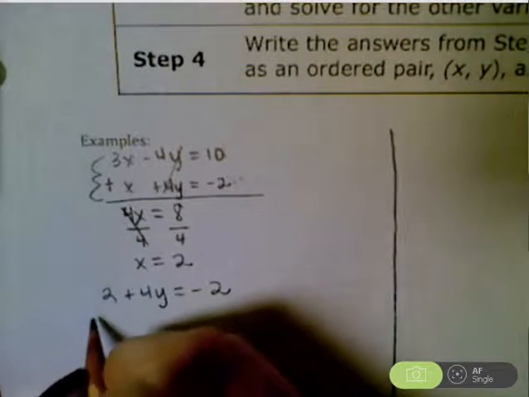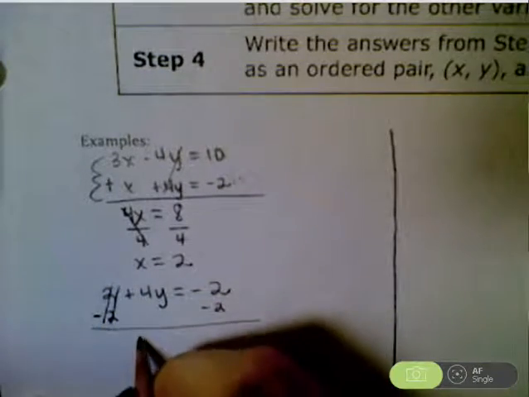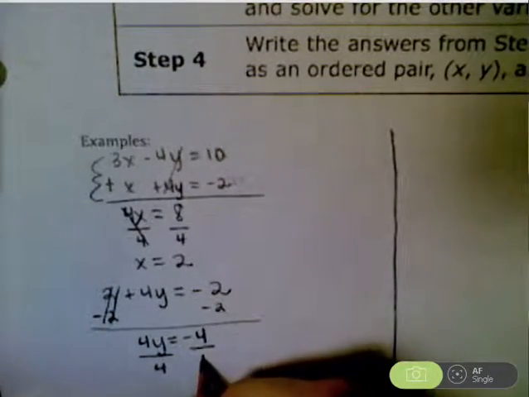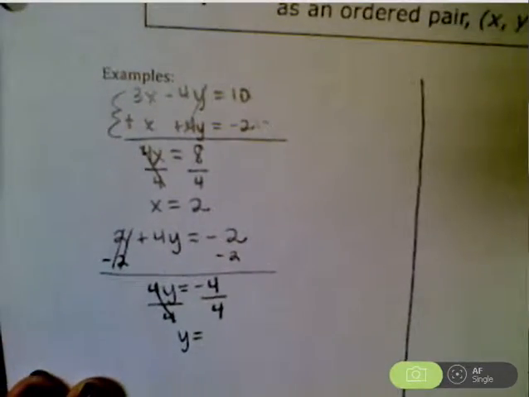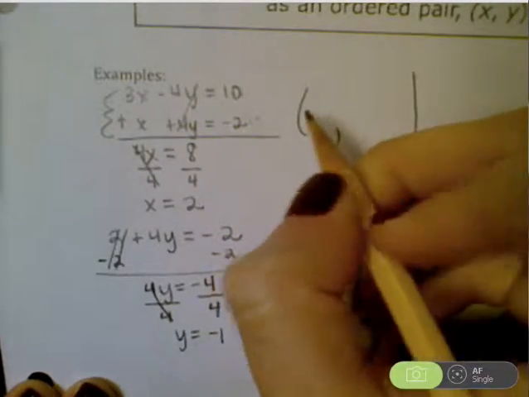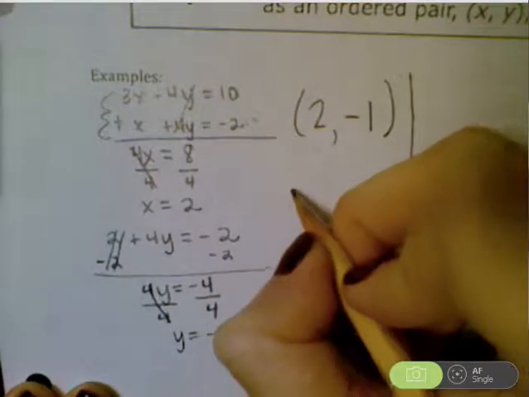Now solve for y. Take away 2 on both sides. Divide by 4. So y is equal to negative 1. Now we're going to check.